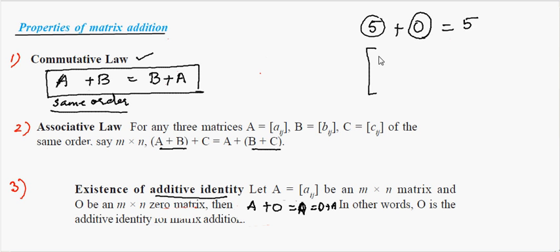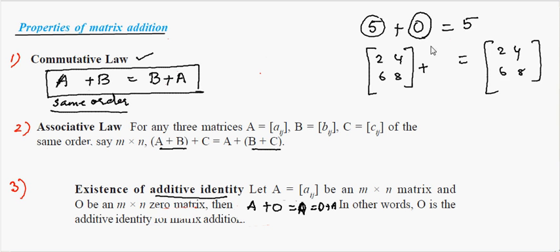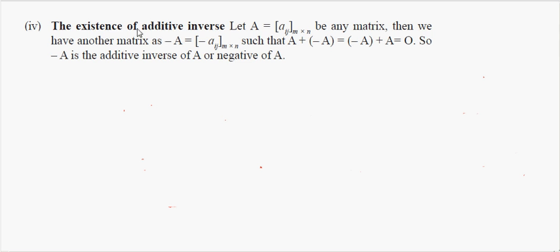Suppose you take a matrix, say 2, 4, 6, 8. If you have to get the same matrix A, that is 2, 4, 6, 8, then you need to add a matrix of the same order as matrix A, that is 2 by 2 in this case. So when you add, 2 plus 0 is 2, 4 plus 0 is 4, 6 plus 0 is 6, and 8 plus 0 is 8. So this is called additive identity. The existence of additive identity is proved. Whenever you add any matrix with the 0 matrix, the resulting matrix will be nothing but the matrix A itself. Clear?